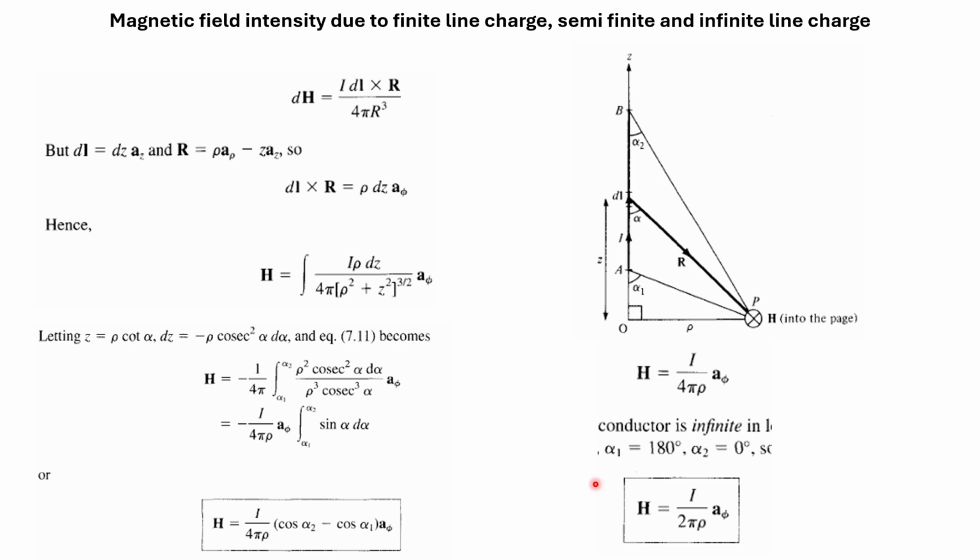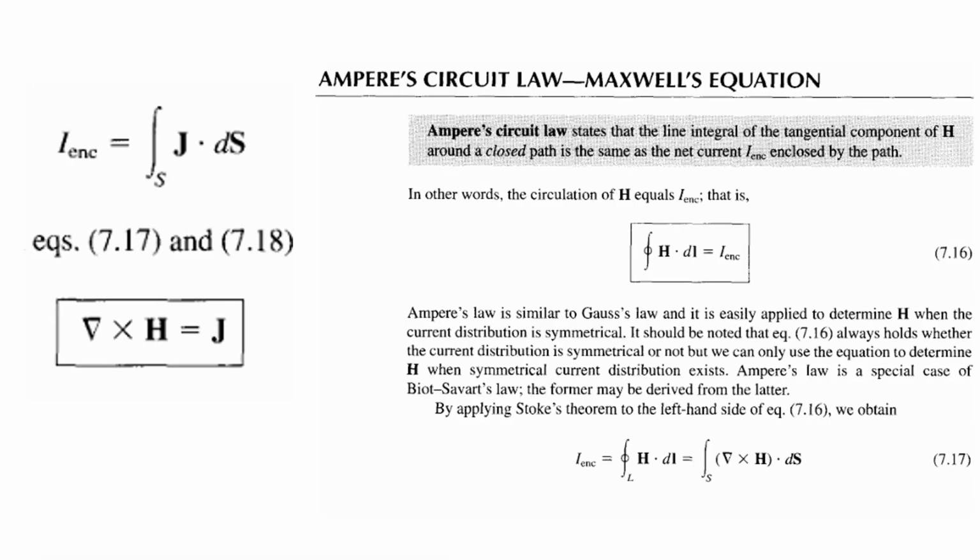Now for infinite, alpha 1 should be 180 and alpha 2 should be 0. Why? Because if your point P is very near, then definitely these angles will be 0 and 180. So finally, if we put these values of alpha 2 and alpha 1, you will get H equal to I by 2 pi rho a phi. So this is the final value for the magnetic field intensity.